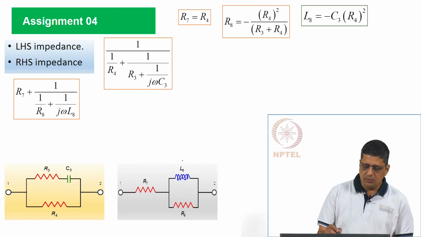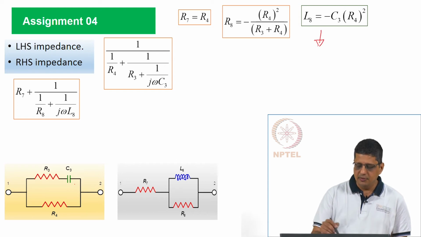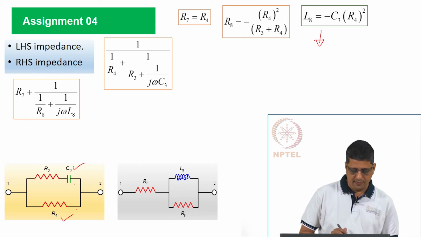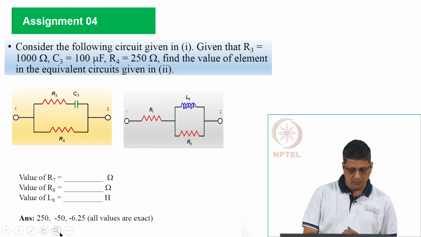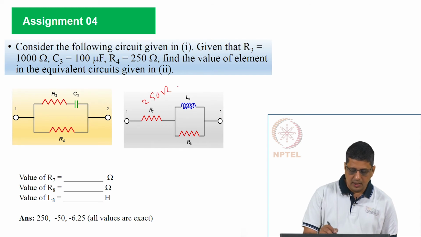And of course, once you know these two, you can write the impedance of the left hand circuit and the right hand circuit and come up with this relation, which says L8 is going to be related to C3 and R4. Using these values, you can show that this is 250 ohms, this is minus 50 and this is minus 6.25 Henry.